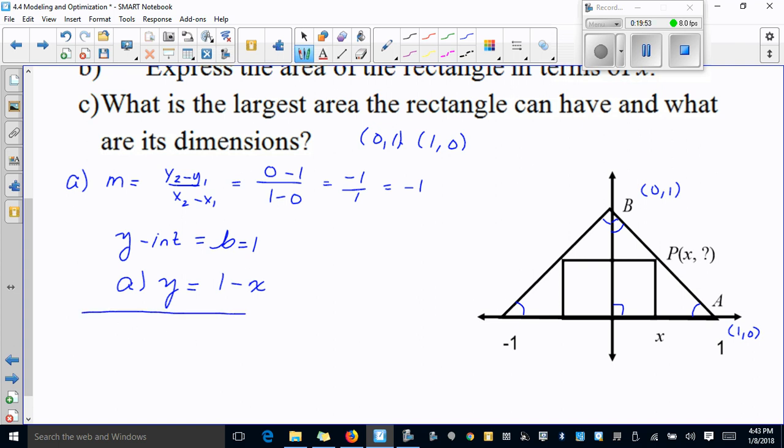Part B asks us to write the expression of the rectangle's area in terms of x. Now we're talking about this one. So if I look at this side alone, I have the length being x and the width being 1 minus x. This being the length, this being the width, because we had already decided what the equation of this line is.